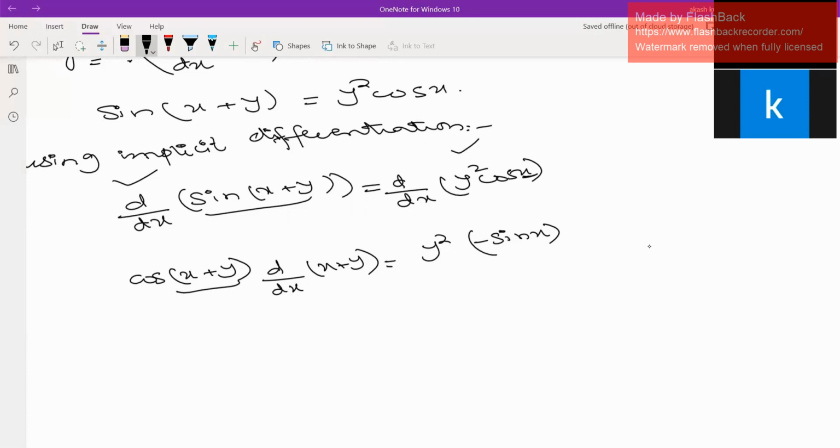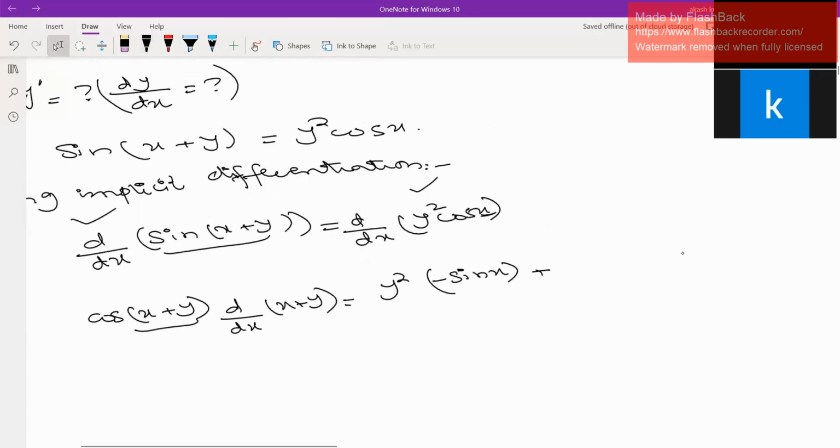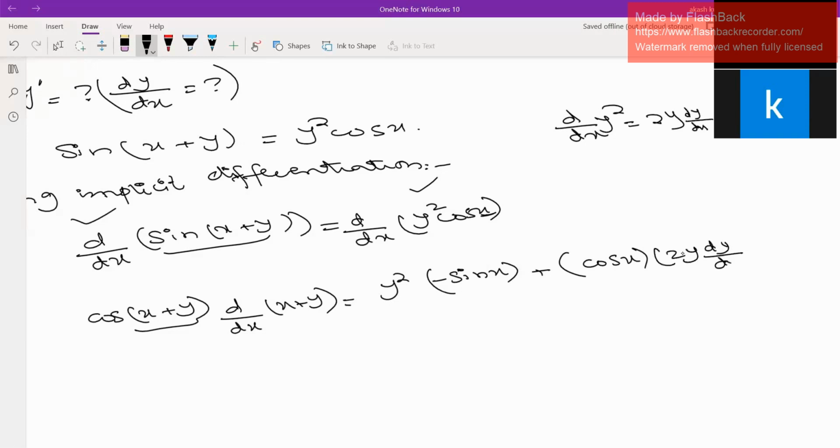Okay. So y square as it is, taking the derivative of cos x, which becomes minus sine x, and then the plus sign of the formula. And then we have cos x as it is, and taking the derivative of y square with respect to x. Power first, minus 1 from the power, and then taking the derivative of y, which becomes 2y dy by dx. Is it clear? Yes.